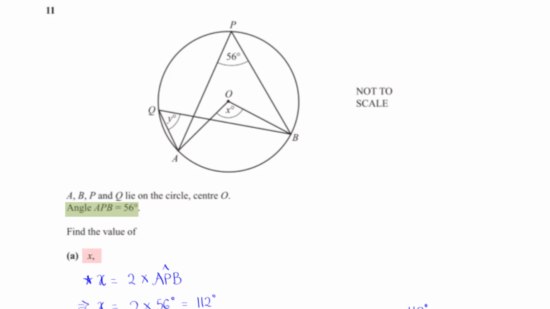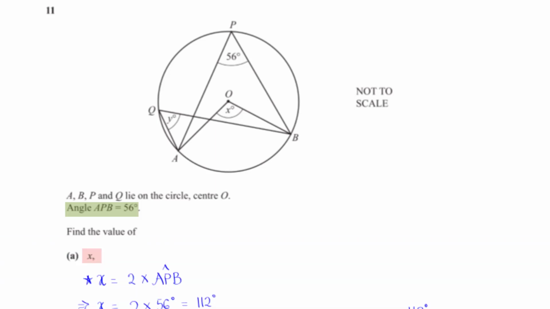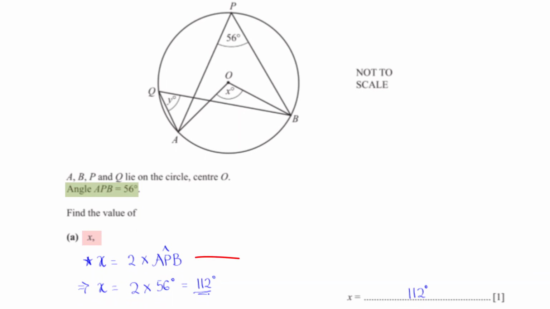So to find the value of x, we know that an angle subtended at the center by a chord is twice the angle subtended at the circumference of the circle. So this means that x will be 2 times angle APB, which is 56 degrees, and that gives us x equals 112 degrees.